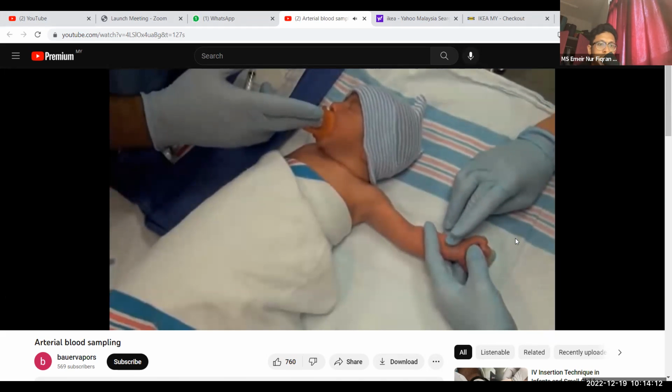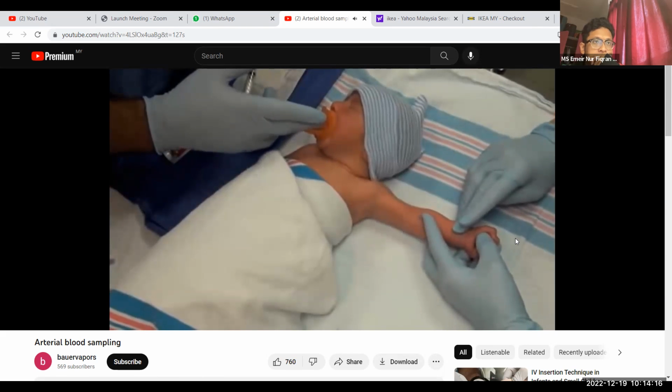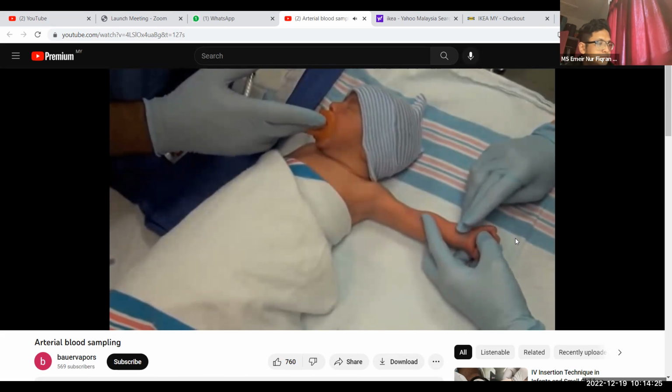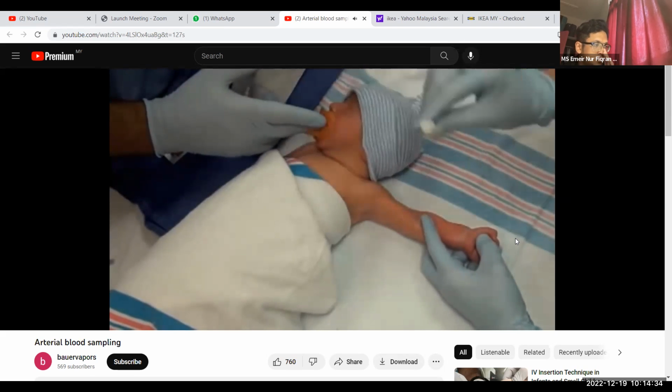A modified Allen's test should be conducted on the posterior tibial artery and the dorsalis pedis artery to assess for collateral circulation before a lower extremity arterial puncture is performed. The wrist is stabilized and placed in the neutral supine position. Be careful not to hyperextend the wrist, as this may occlude the vessel.